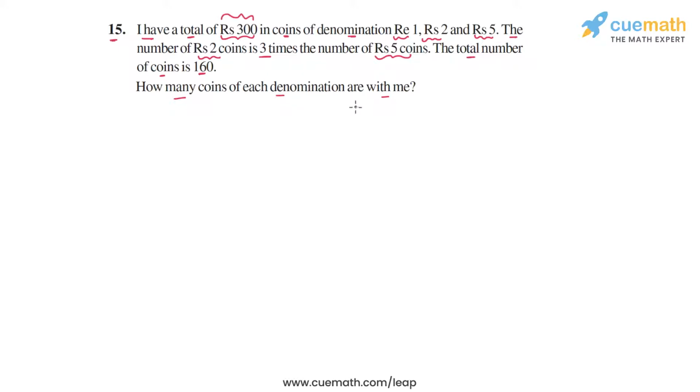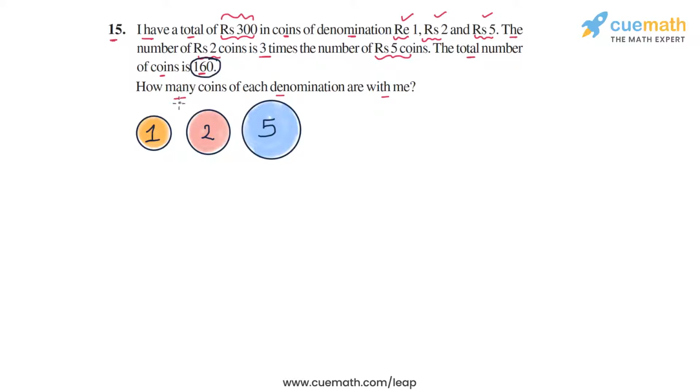So we have to basically find out how many coins of rupees 1, how many coins of rupees 2 and how many coins of rupees 5 do I have. Just to help you visualize the information better, I have drawn this figure representing the three kinds of coins that we have, rupees 1, rupees 2 and rupees 5. Now we are told that the total number of coins is 160 and that the number of 2 rupee coins is 3 times the number of 5 rupee coins.